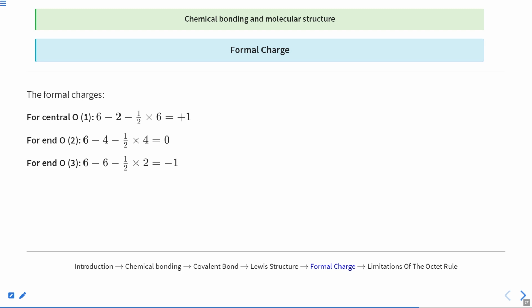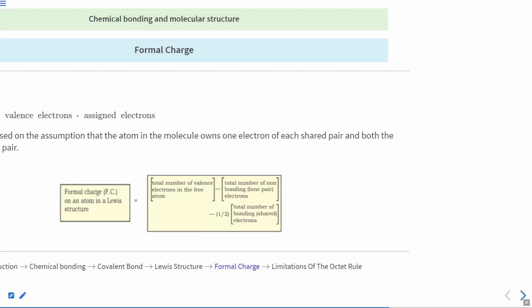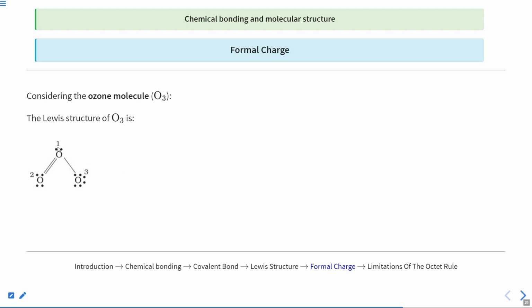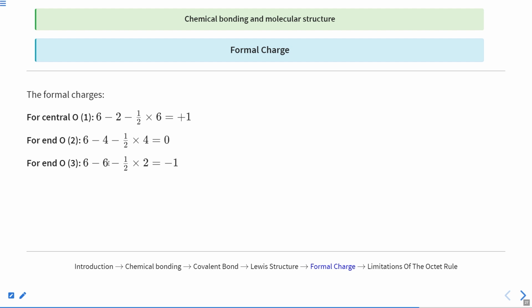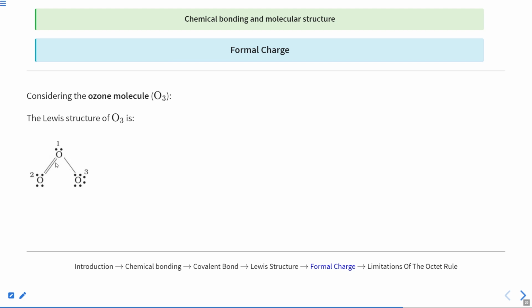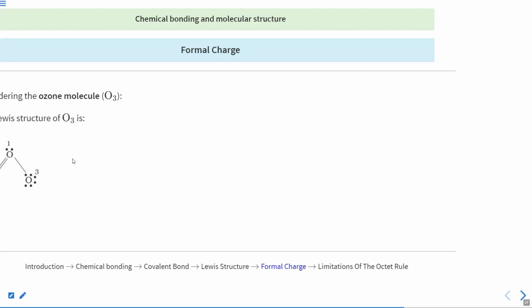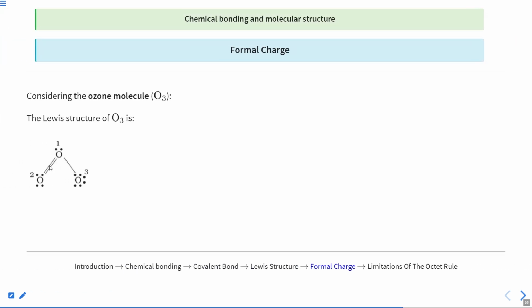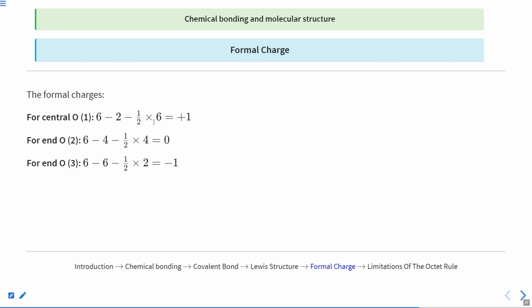Now, the total number of non-bonding electrons: for oxygen 1 it is 2, for oxygen 2 it is 4, for oxygen 3 it is 6. So 2, 4, and 6. Next is the number of bonded pairs. If you count, there are 3 bonds for oxygen 1, so 6 electrons, because one bond consists of 2 electrons. So 6 divided by 2, that will give you a formal charge of +1.